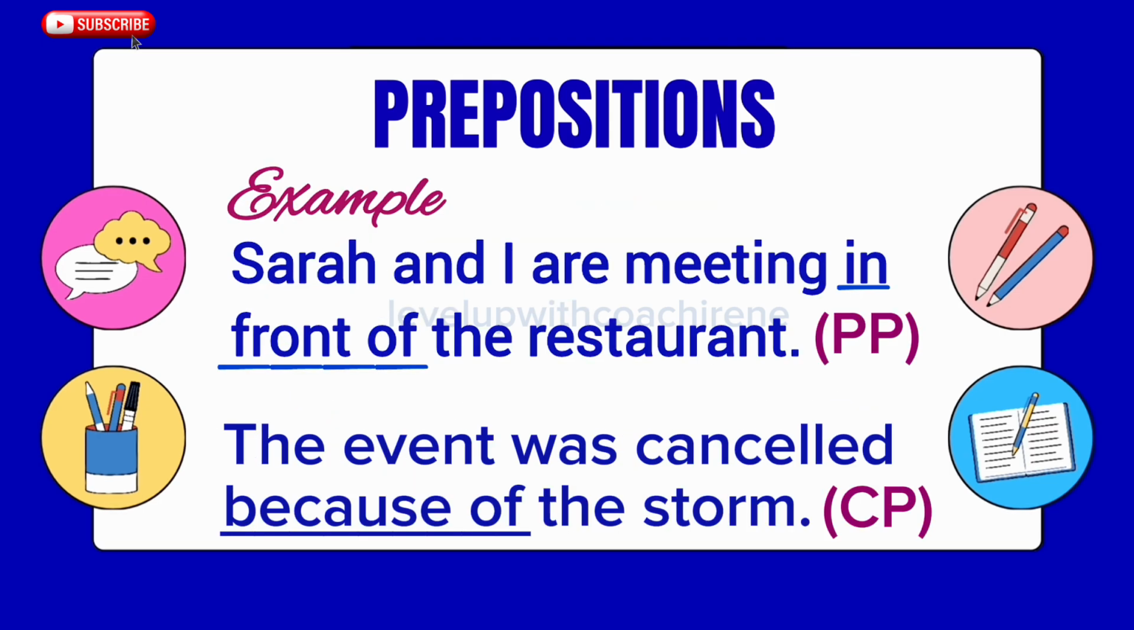Let's compare these two sentences. The first one is a phrasal prepositional sentence, and the other is a compound prepositional sentence. Sarah and I are meeting in front of the restaurant. This phrase indicates the location where Sarah and I are meeting. The second sentence says, the event was cancelled because of the storm. This phrase indicates the reason for the cancellation of the event.